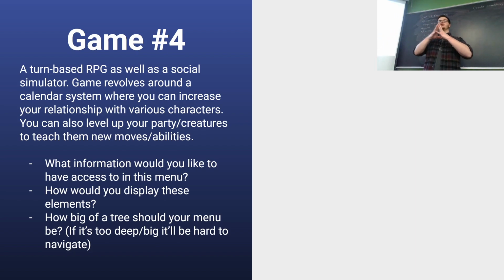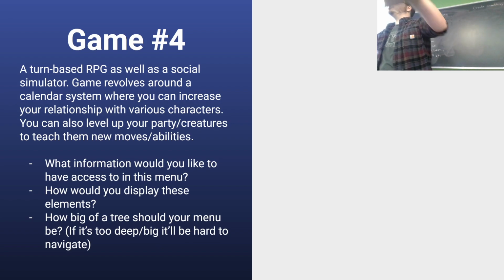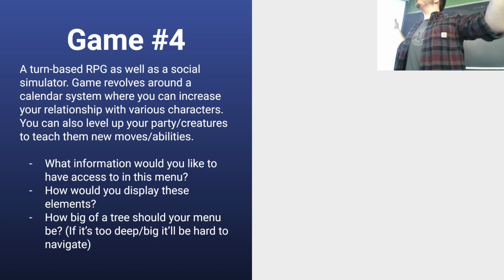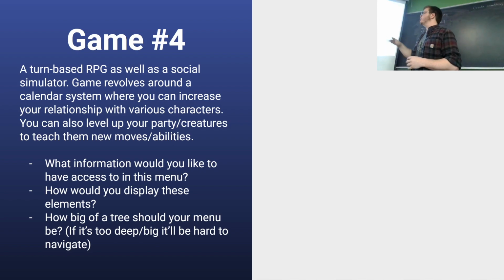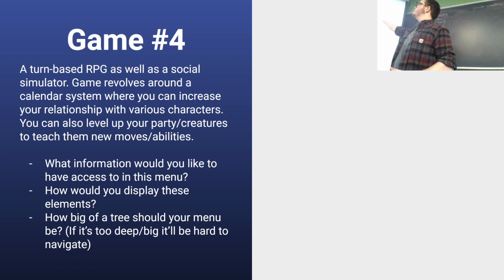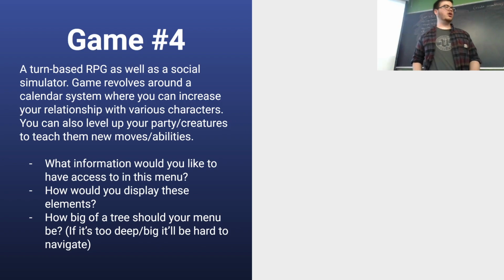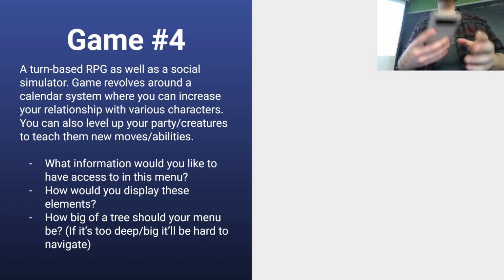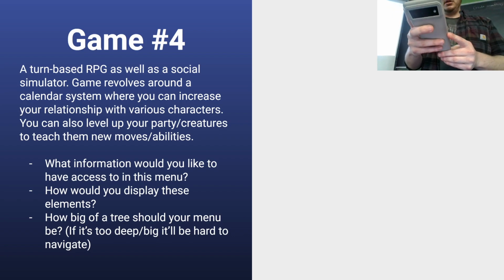Do you want it to be shallow, where you have a lot of options on that main menu, but not a lot of sub-menus? Or do you want like 3 choices, like, oh, I have my party and this will have everything related to battle stuff. And then the other one be relationships and everything about relationships. So I'm going to give you all 8 minutes for this. I think it's a little more complex than the other one.